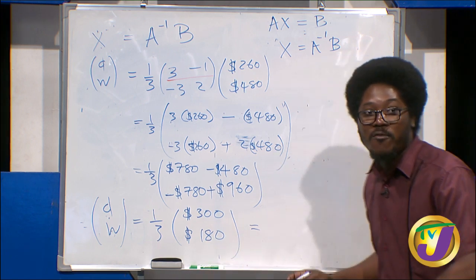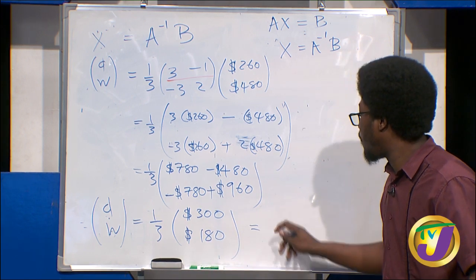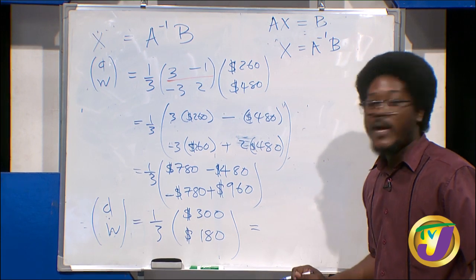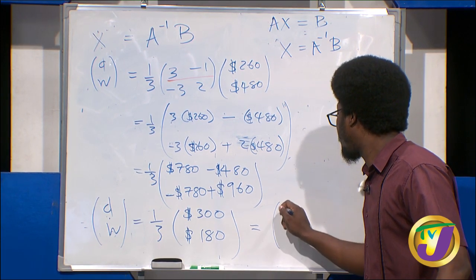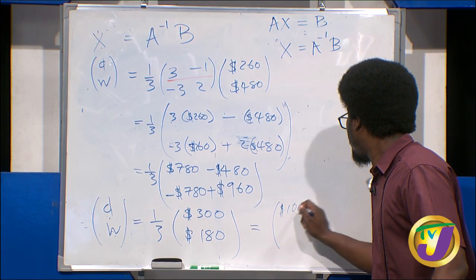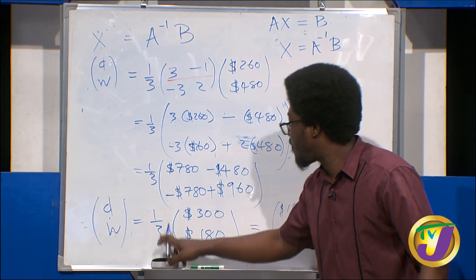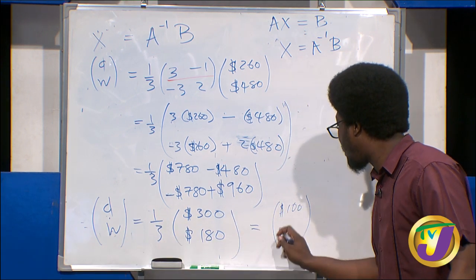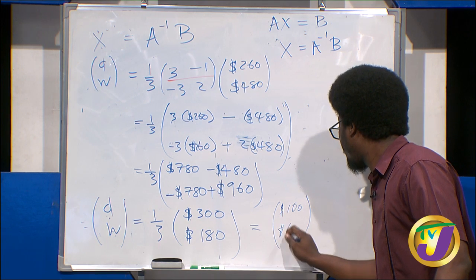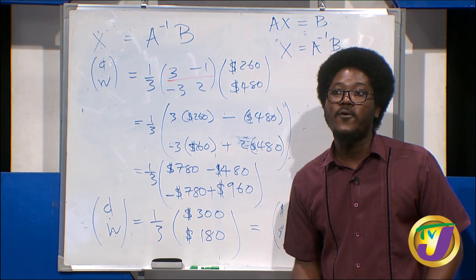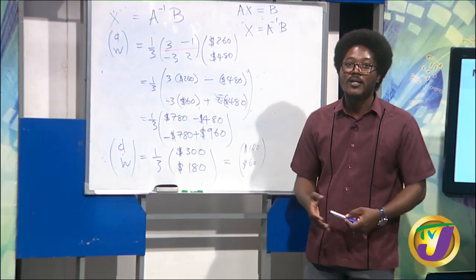But we don't have much space to work with. So let's go. 1/3 multiplied by 300 gives us $100. And we have 1/3 being multiplied by 180, giving us $60.